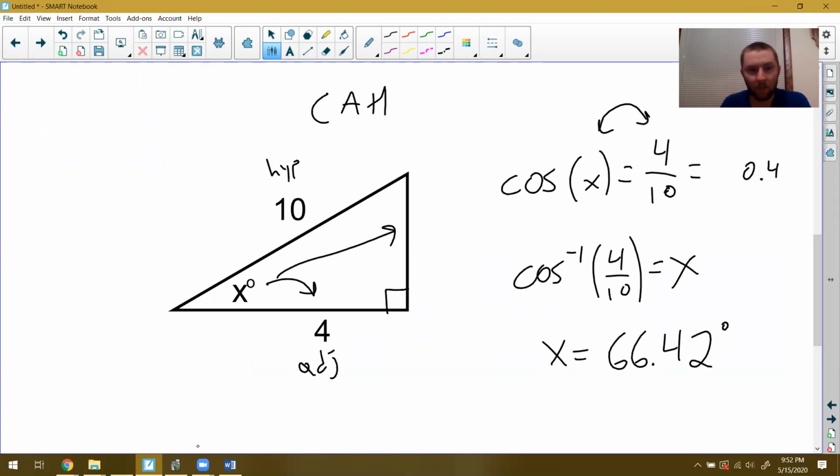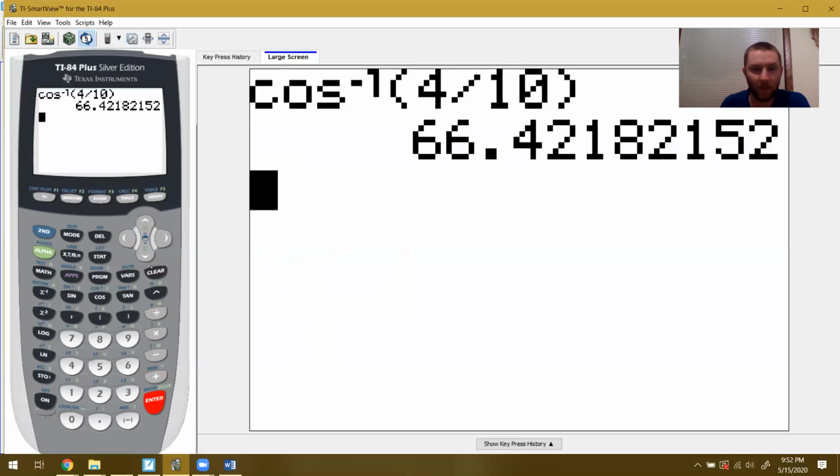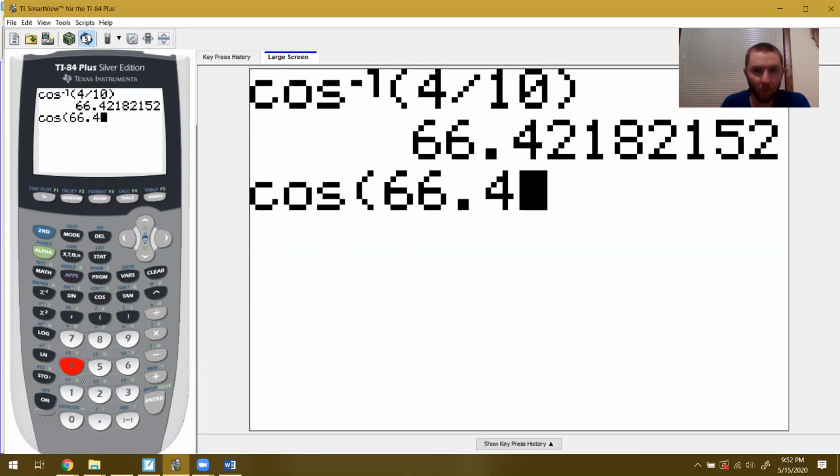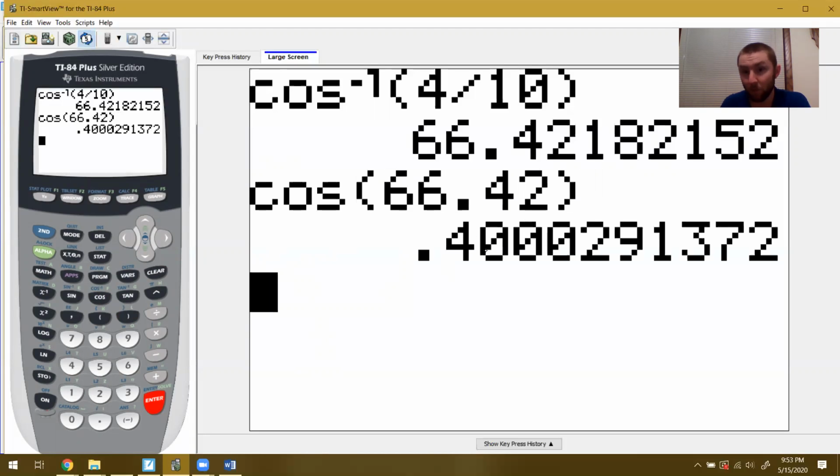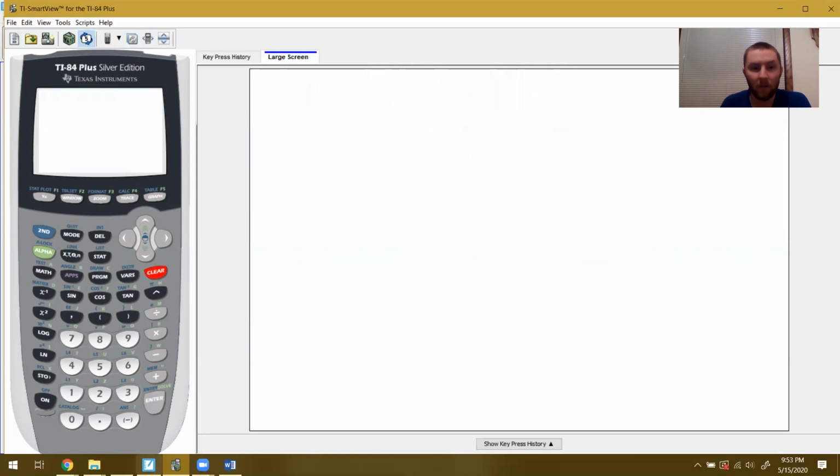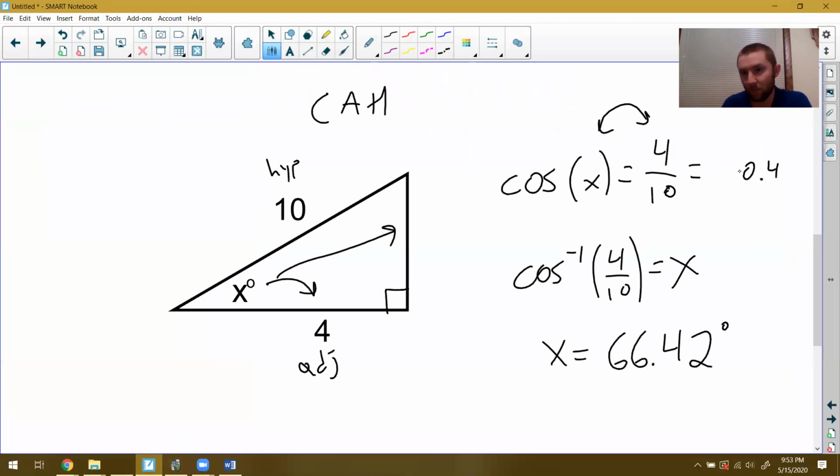Now, if I want to double check my answer and make sure I didn't do anything terribly wrong, I can go ahead and do the cosine of that answer. If I do the cosine of 66.42, what do I expect this to come out to be? It should be very close to 0.4, right? There you go, 0.400029. So with a little bit of round off error, it is 0.4. And that's what I wanted, 4 over 10 or 0.4, right?